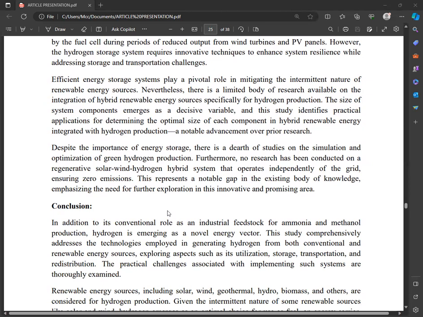Despite the importance of energy storage, there is a dearth of studies on the summation and optimization of green hydrogen production. Furthermore, no research has been conducted on a regenerative solar wind hydrogen hybrid system that operates independently of the grid, ensuring zero emission. This represents a notable gap in the existing body of knowledge, emphasizing the need for further exploration in this innovative and promising area of producing hydrogen gas.